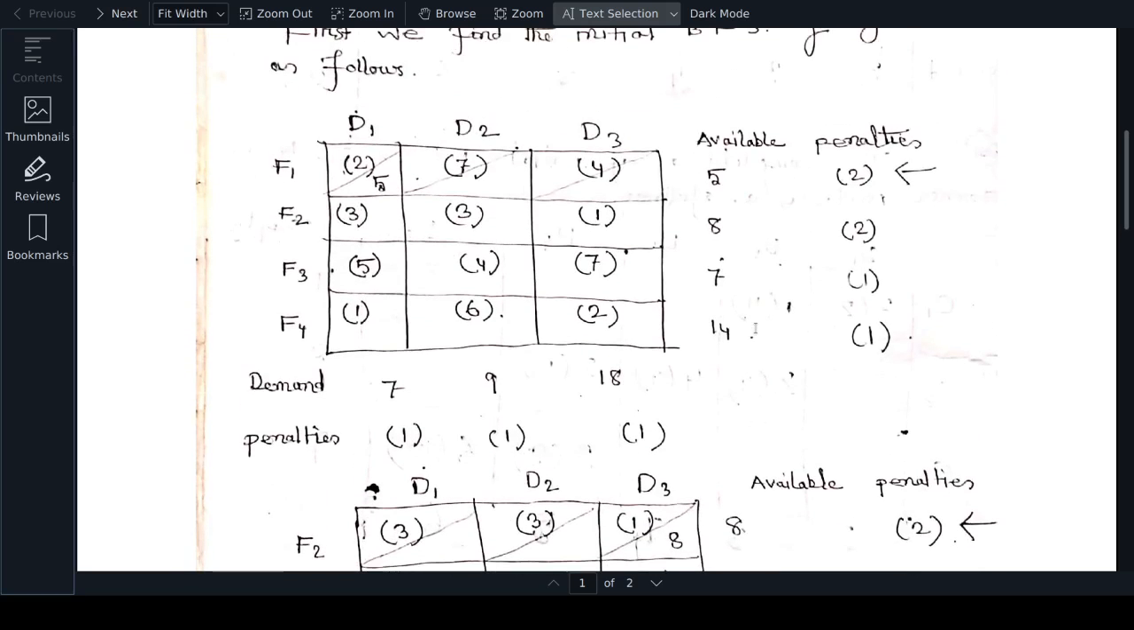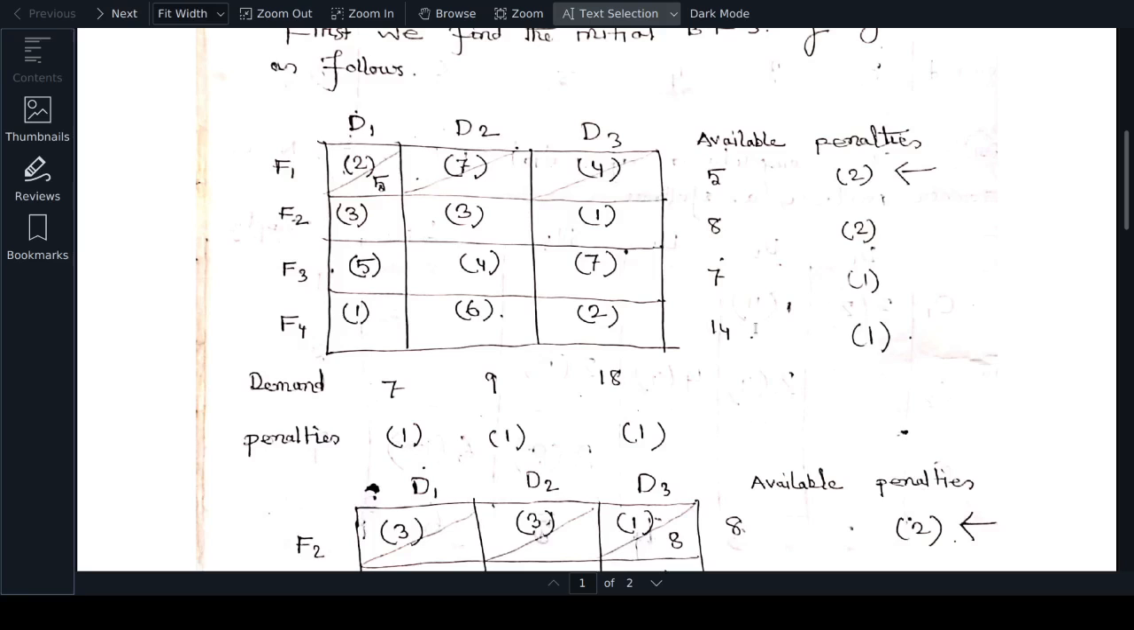So here, what is the lowest cost? Lowest cost is 2. So if lowest cost is 2, then in 2, you give the allocation. So availability is what? 5. And demand is 7. So how much can we give as allocation? Maximum allocation, how much? 5 and 7. 5.